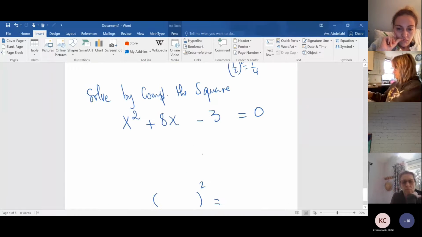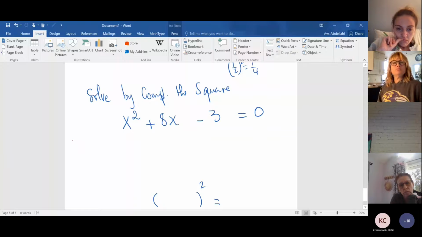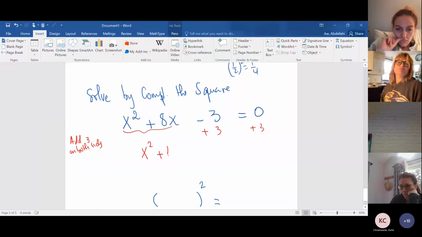What are we going to do? First of all, we're going to add 3 on both sides. Why? Because I want these two to be alone. So I add 3, I add 3. What I get is x squared plus 8x equals positive 3, right?